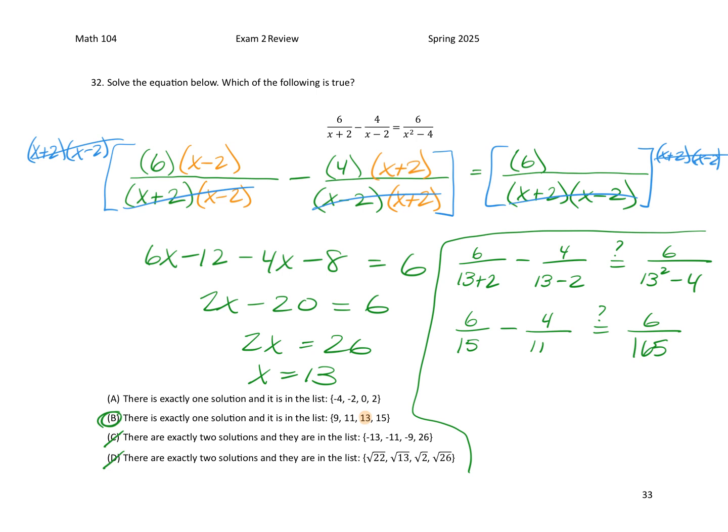Well, to check that these two expressions are equivalent, I need to actually subtract these two fractions, which means get a common denominator. 11 is prime, so these have no common factors. I have to just use 11 and 15. So I'm going to multiply this one by 11 over 11 and this one by 15 over 15. So I get 66 over 165 minus 60 over 165, which is in fact 6 over 165.